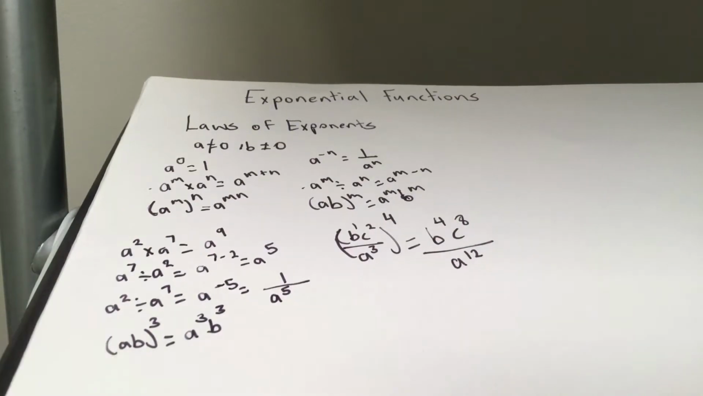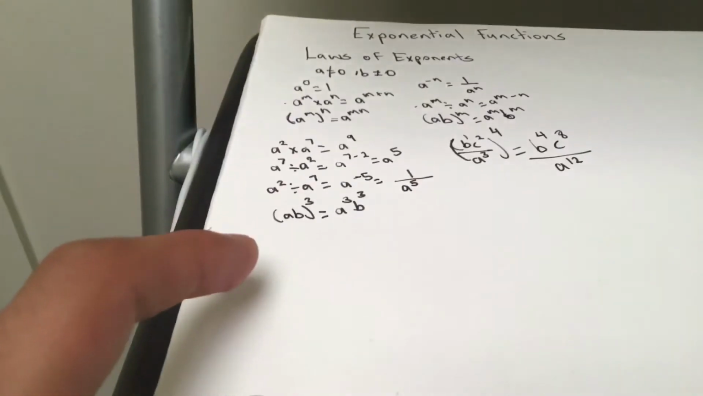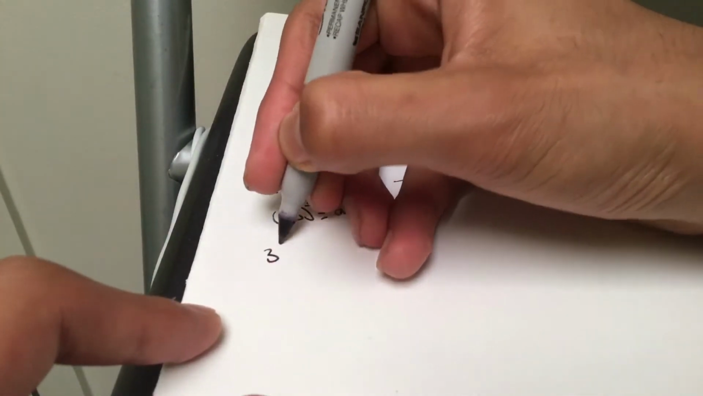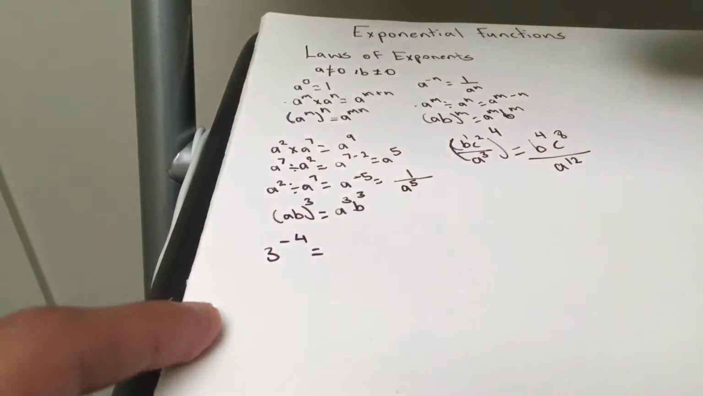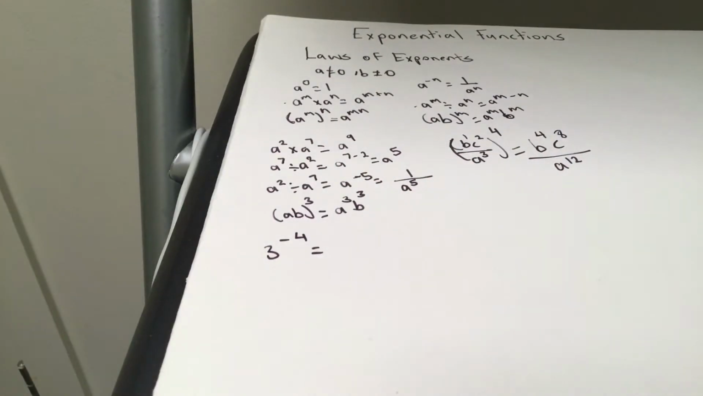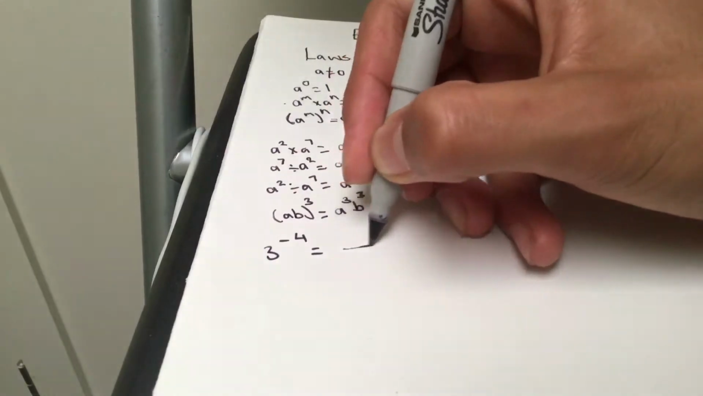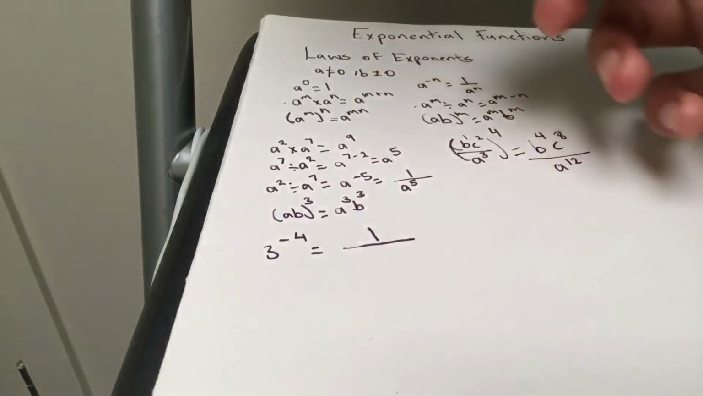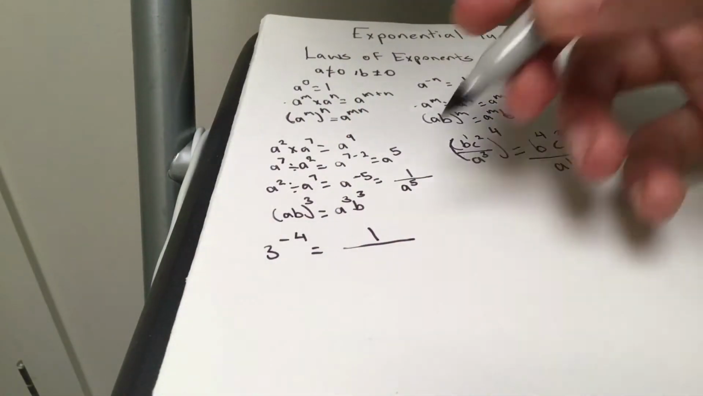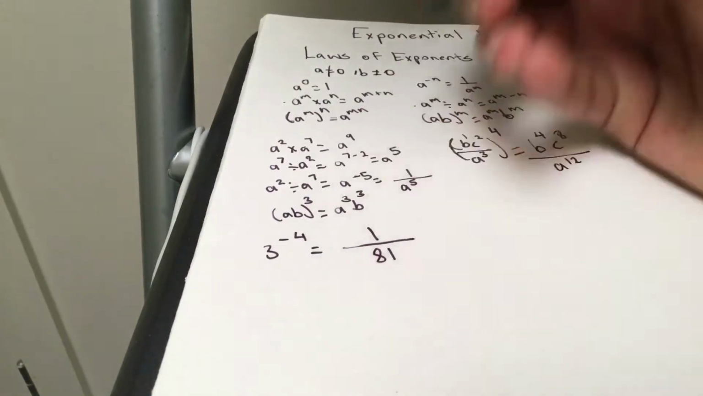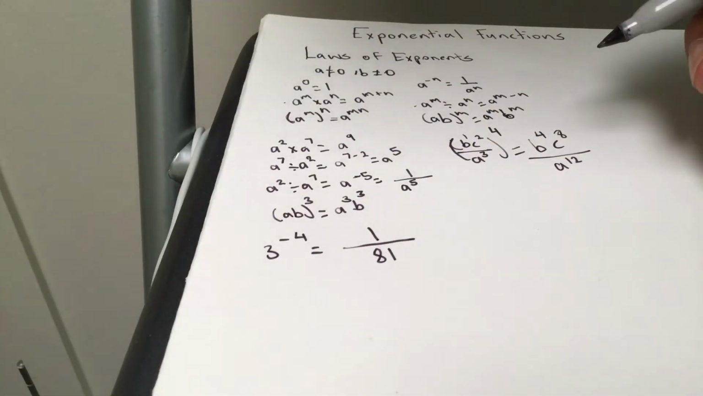Okay, now let's move on to 3 to the power of minus 4. Okay, so we're going to use this rule. So basically, we're going to write it as 1 over 81. That is our answer.